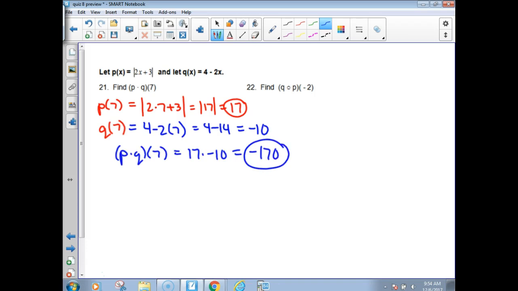Now I wrote all the details out, and you don't have to write that much when you're doing it on your own. But I would write down for me what you got for the p of 7 and the q of 7, and then show the final answer. Okay? Yes, Ben?